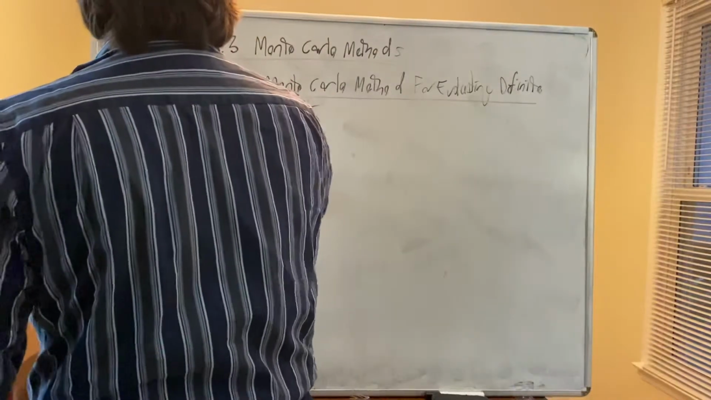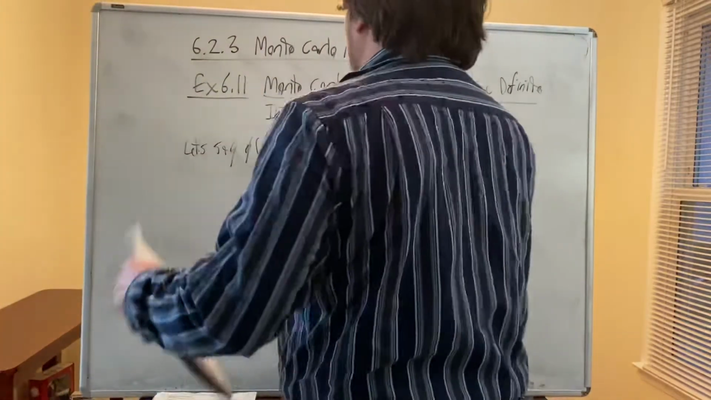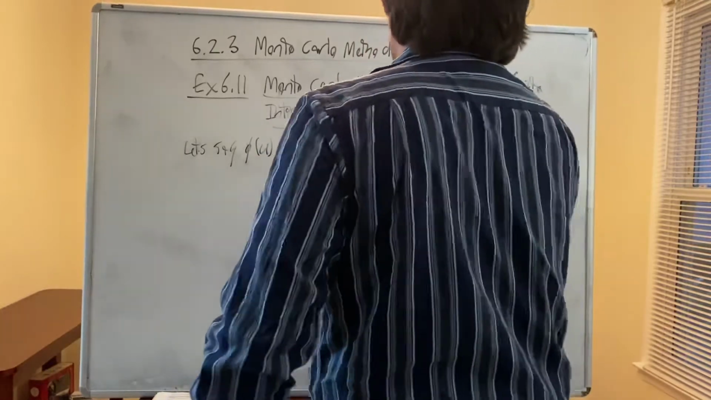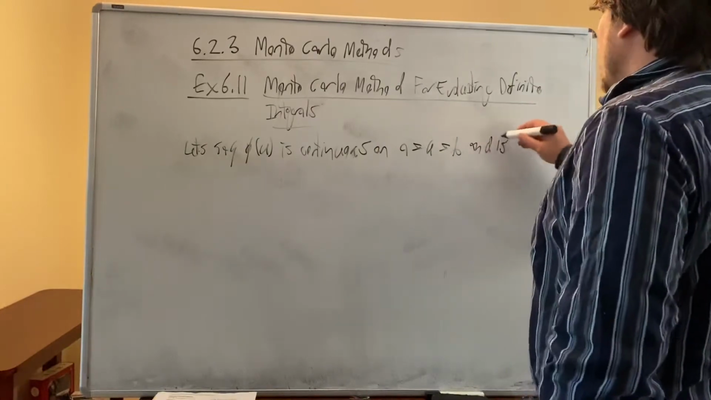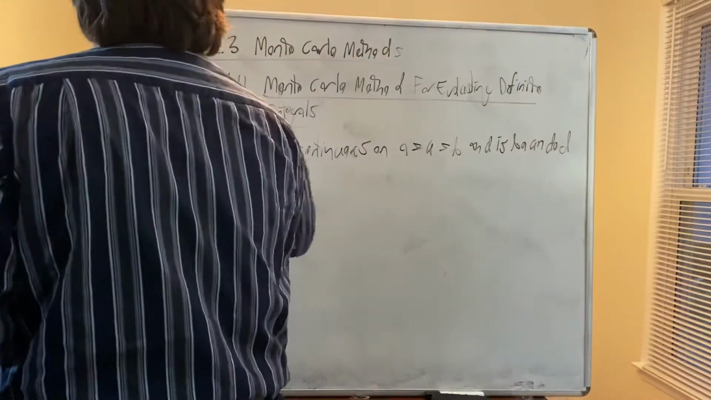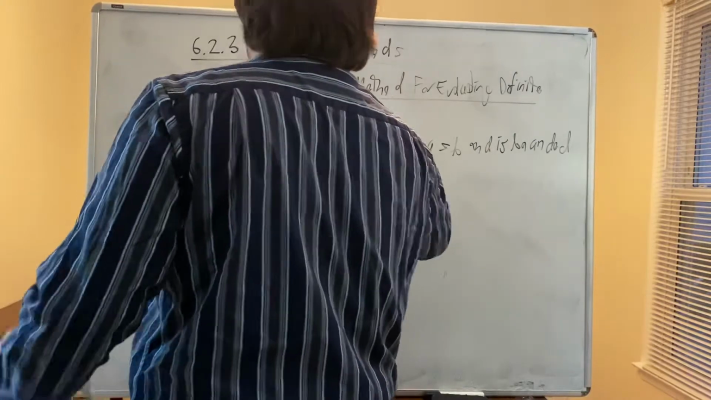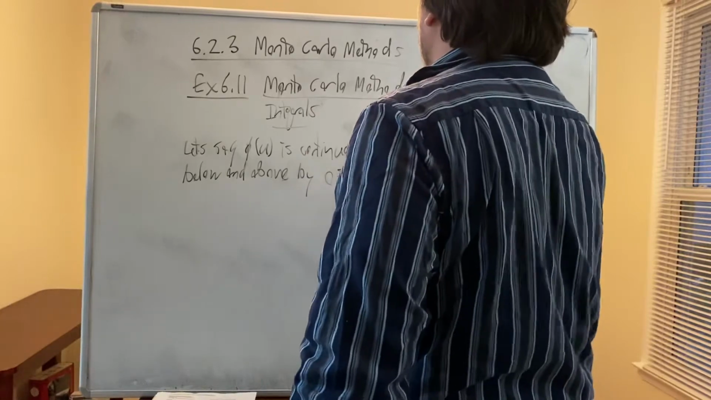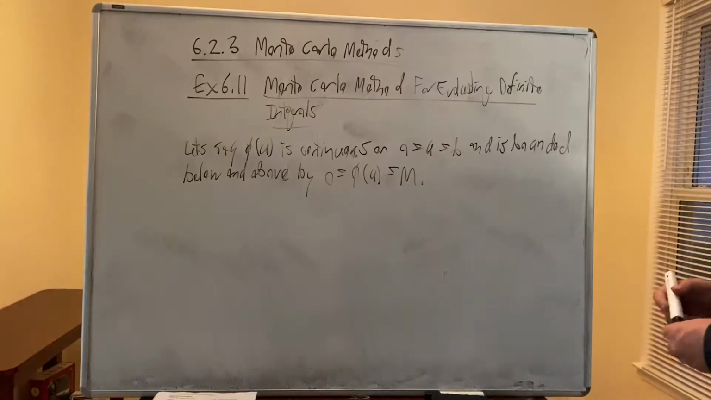Let's say phi of u is continuous on a less than or equal to u less than or equal to b and is bounded below and above by 0 less than or equal to phi of u less than or equal to capital M. Okay, so this is the Monte Carlo method for evaluating definite integrals.